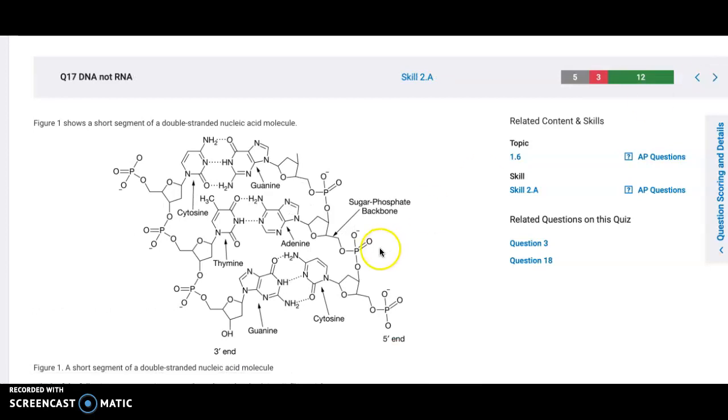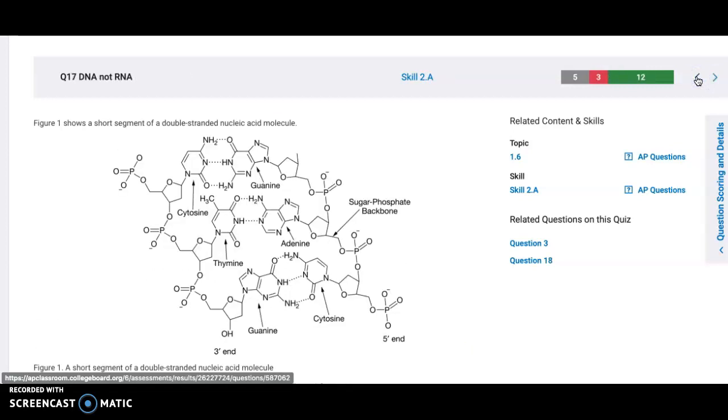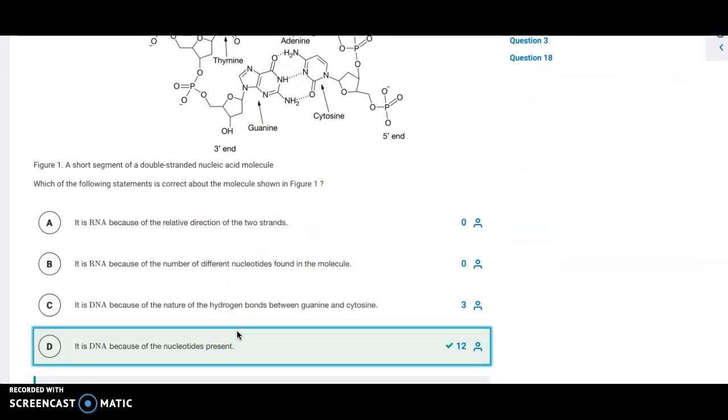Okay. 17. What we got here? Okay, we got two more. So we have a segment of a DNA molecule. It looks like a hot mess, but that's because they're showing the bases in here with their hydrogen bonding. Here we have the sugar phosphate backbone. Which of the following statements is correct about the molecule shown in 1? It's DNA because of the nucleotides present.